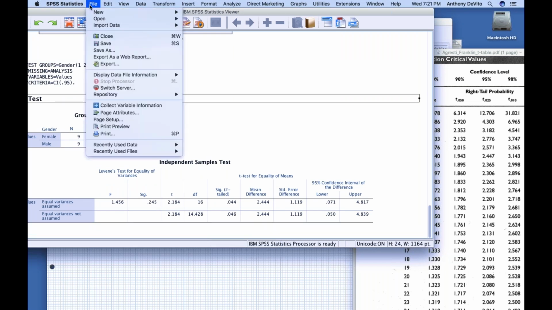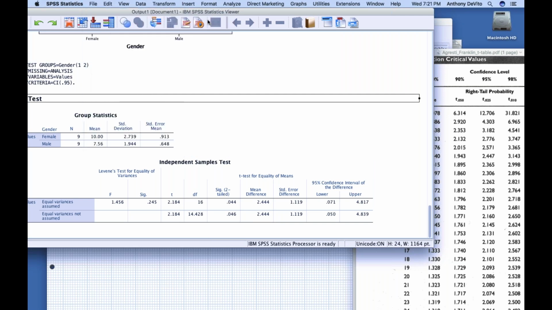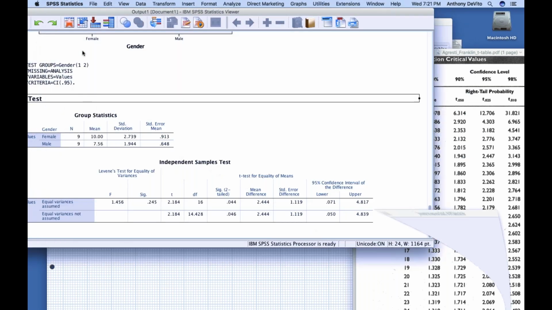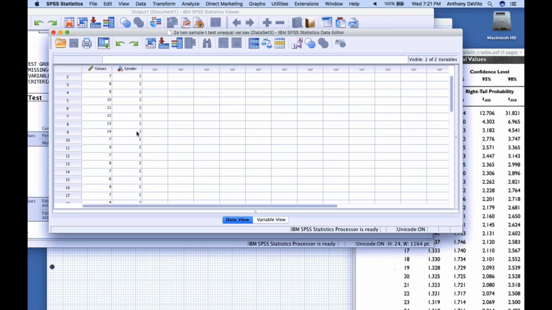Okay, I'm going to go Open, Data, and I'm going to open another data file here. And this data file, again, has males and females. I turned off the value labels. That's why you see them as numbers, right? But it's another data set, another two samples. They're independent samples, right? We sampled 9 females, we sampled 9 males, randomly selected, and so on and so forth.